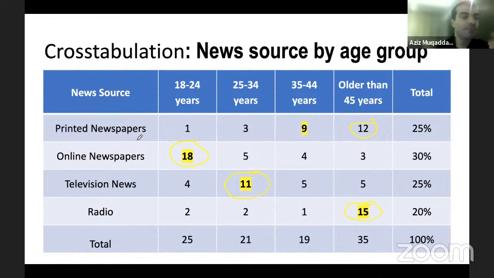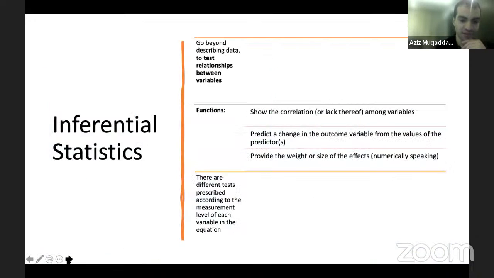It could tell you some relationship that exists between variables within your data set, right? So in this case, news consumption by age, or smoking status by gender. So that then moves us to talk about inferential statistics, which we're going to talk about on Friday, and which goes beyond describing what the data set looks like into trying to test the relationship between variables. And that has been the objective of quantitative research.